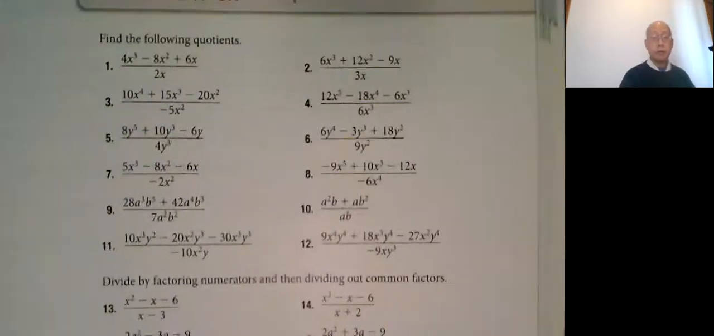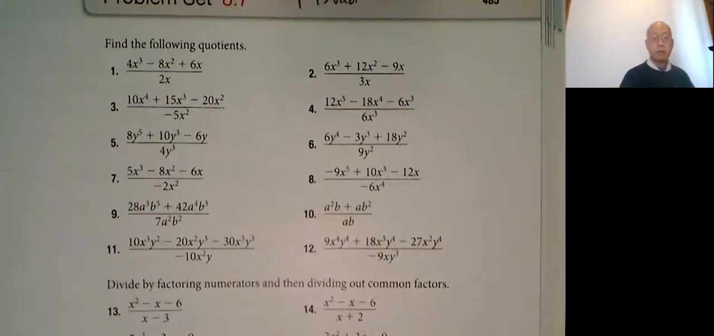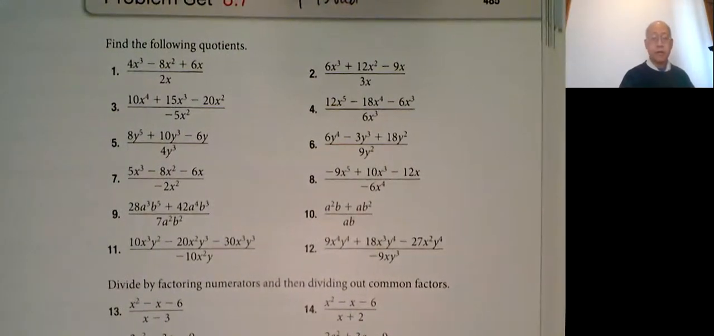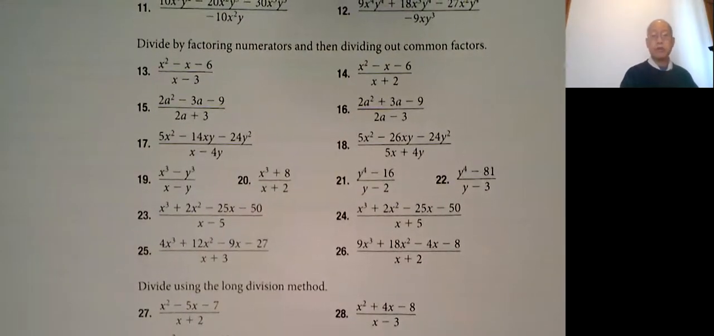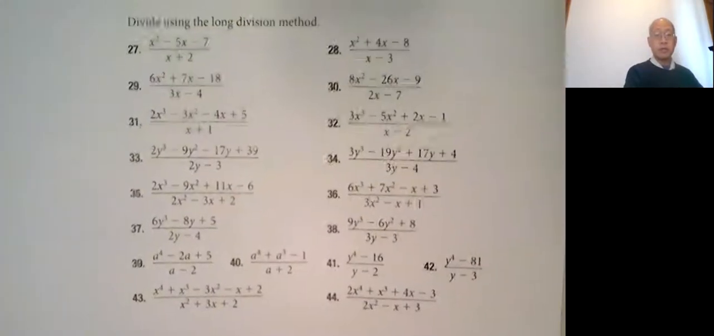Okay, 143 odd, page 485. So it's 3 parts. 1 through 11 is one type, where you're dividing by a monomial. And 13 to 25 is another type, where you divide by factoring out the common factor. And then 27 to 43 by using long division. Okay, so hopefully that's reviewed. Answers in the back, 8.7.